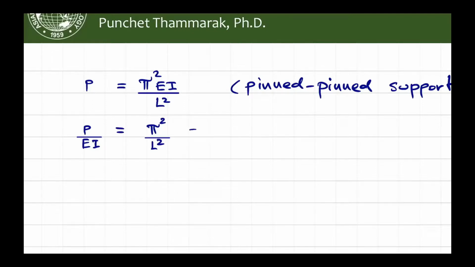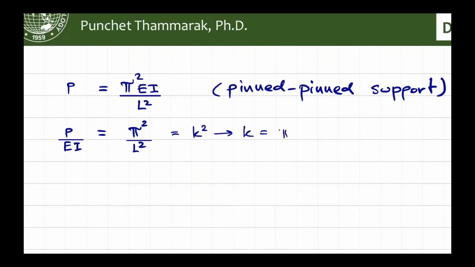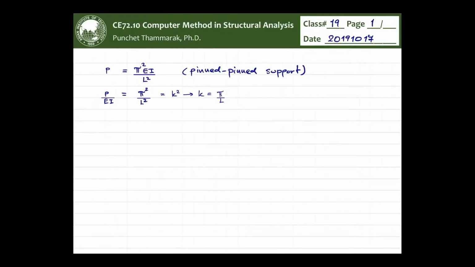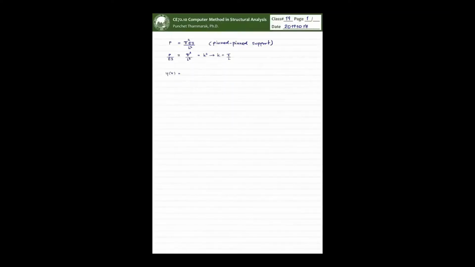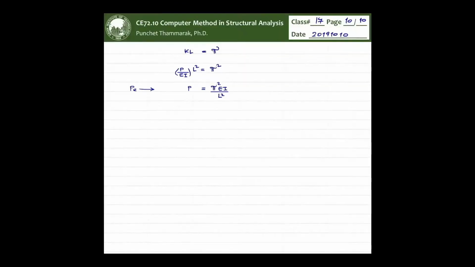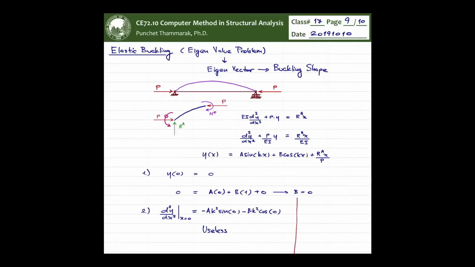And this is your what? The k squared value, right? So that makes your k be pi over L. And then you get this value, you come back to the equation that controls your deformed curve, which is the function of y given in terms of x.